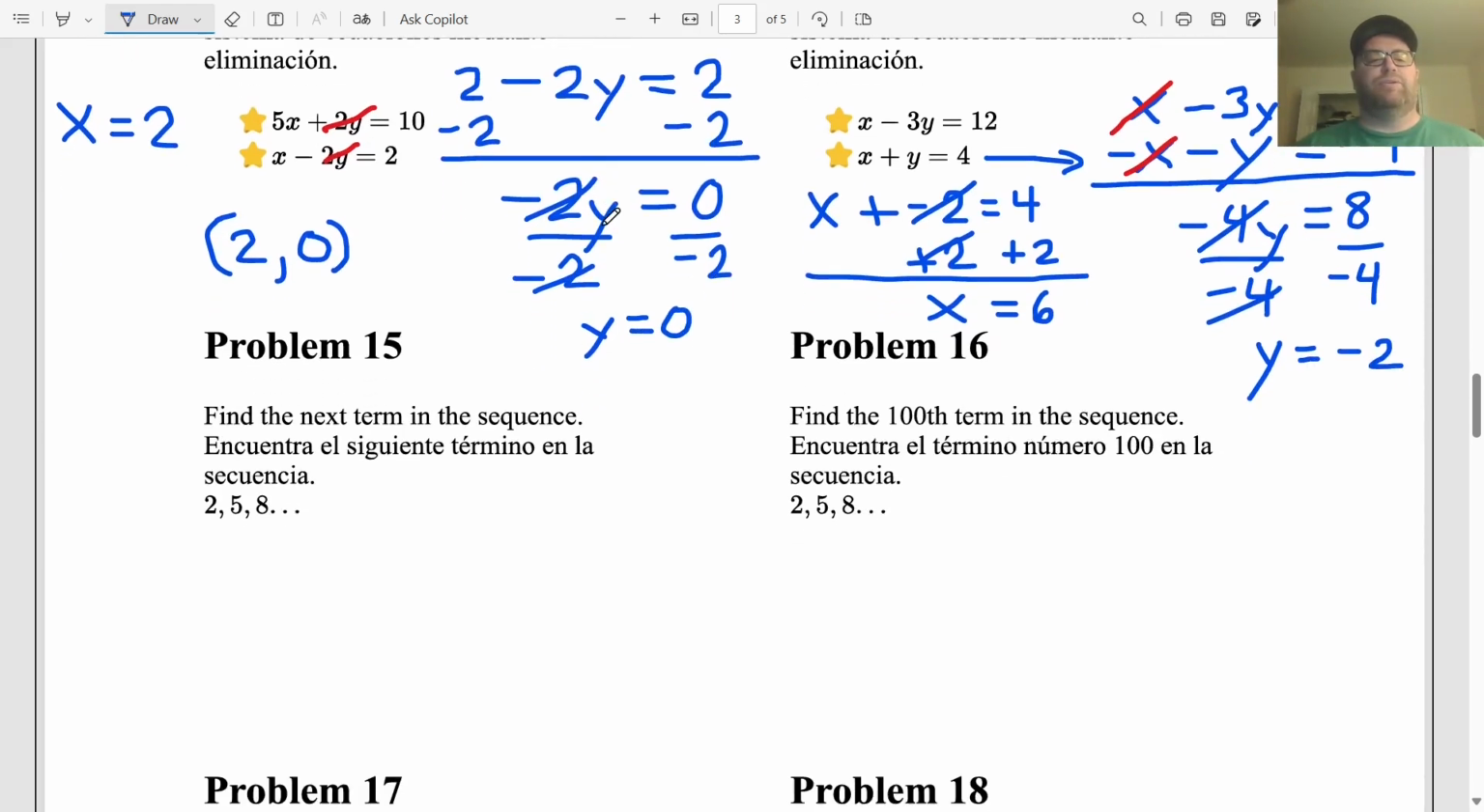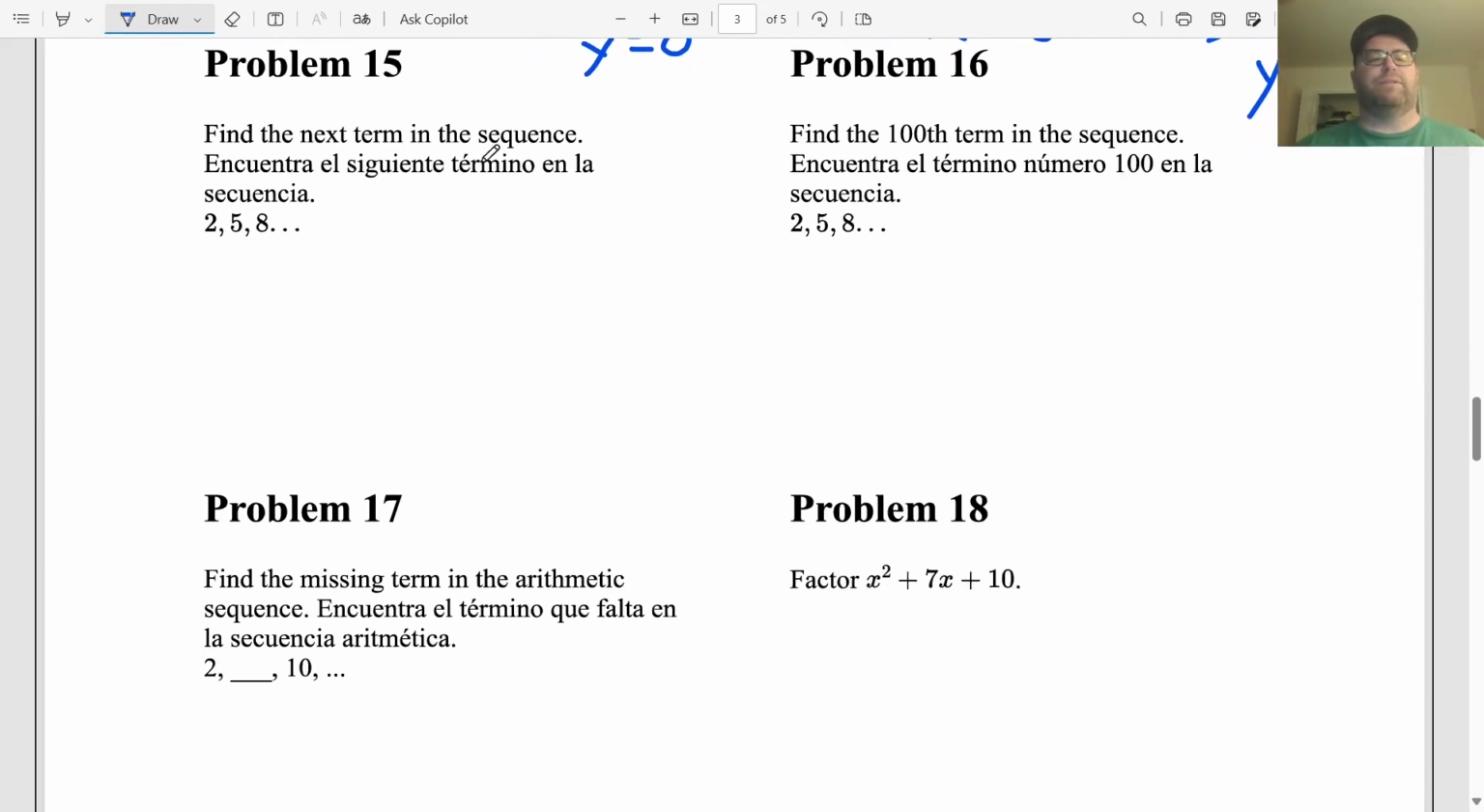Let's go do a couple more problems, and then we'll stop there. So find the next term in the sequence. This is an arithmetic sequence. We have 2, then 5, then 8. The common difference here, d, is going to be equal to 3. So if I take this last term here, 8, and I add 3, I'll get my next term, which is going to be 11.